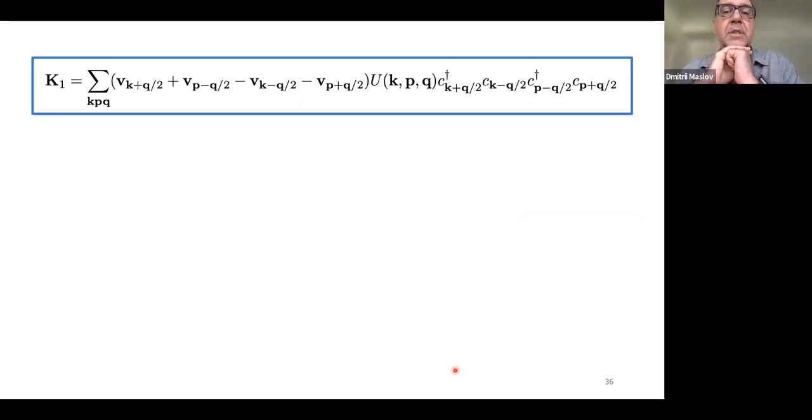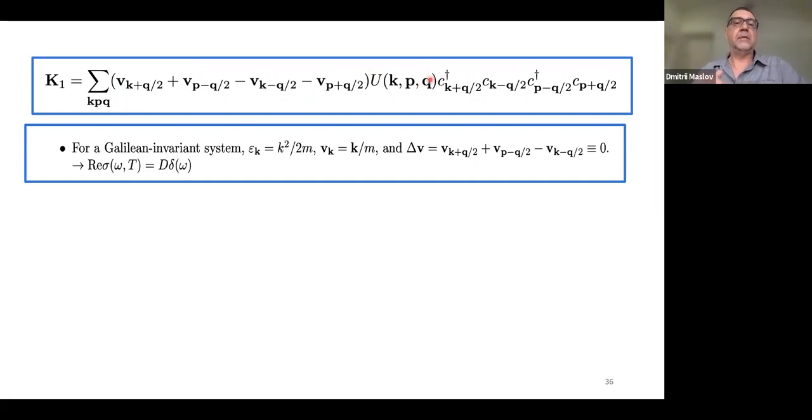If we do our operator algebra, we end up with this form of the commutator, which is very telling. What is telling is this combination of the velocities, which is total velocity in the final state minus total velocity in the initial state. As you see here, the interaction is outside of this bracket, so it can be anything here. Now, if the system is Galilean invariant, just for a second, that means that the velocity is just equal to the momentum over the mass. And in this case, this velocity imbalance vanishes identically. Okay, that's what we already know.